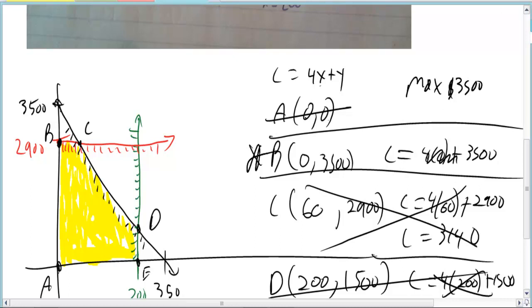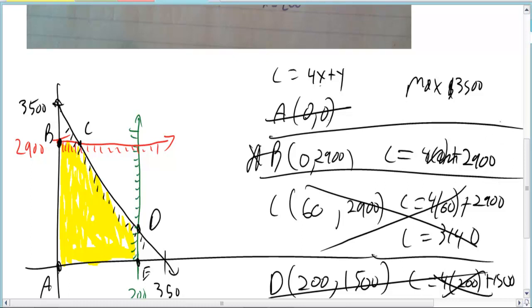Excuse me, did something go awry? Oh my goodness. Well, it helps if you can actually read your shaded region. So let's try that again. Our B point doesn't go up to 3,500, it goes up to 2,900. So fix that: 2,900. So now this is just going to be 2,900.